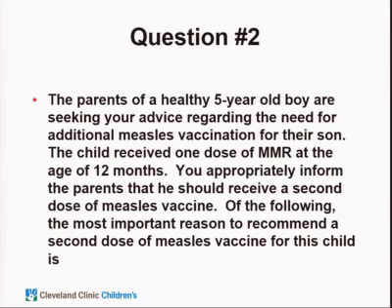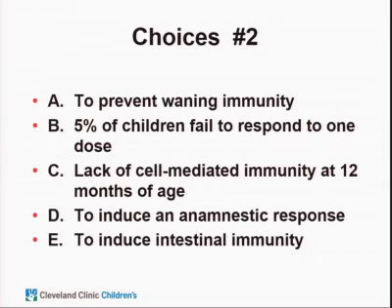All right, so the parents of a healthy 5-year-old are seeking your advice regarding the need for additional measles vaccination for their son. The child received 1 dose of MMR at 12 months. You appropriately informed them that he should receive a 2nd dose. Of the following, the most important reason to recommend a 2nd dose for this child is: to prevent waning immunity, 5% of children fail to respond to 1 dose, lack of cell-mediated immunity at 12 months, to induce an anamnestic response, or to induce intestinal immunity. Why do we give a 2nd dose of MMR?